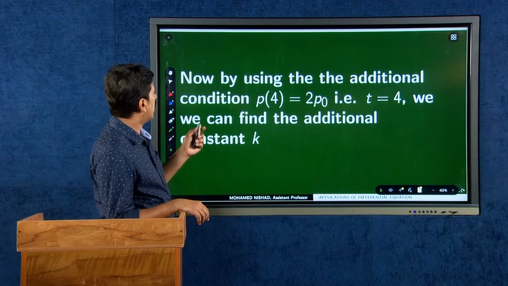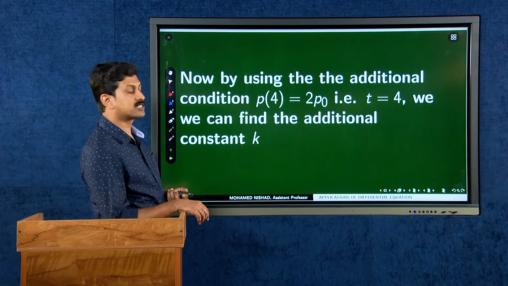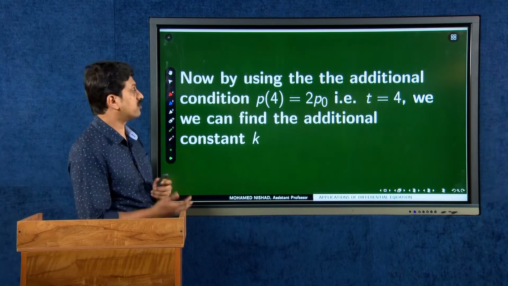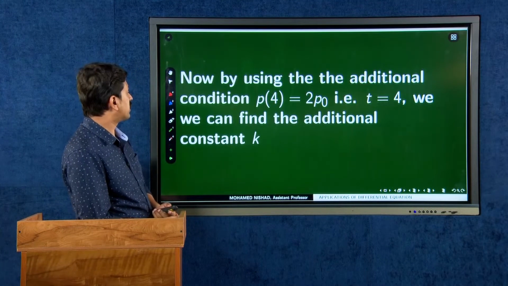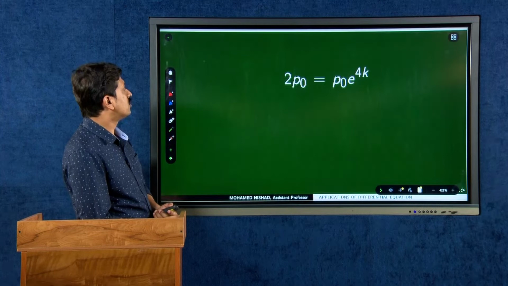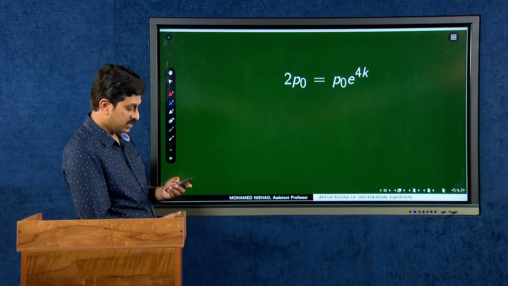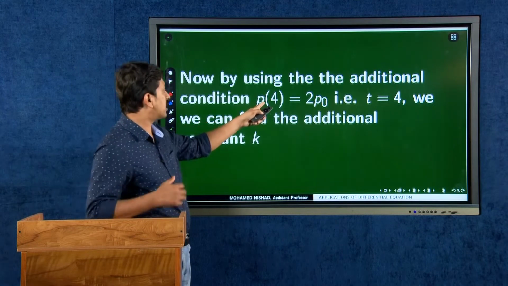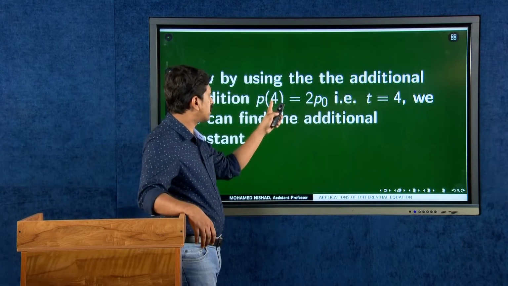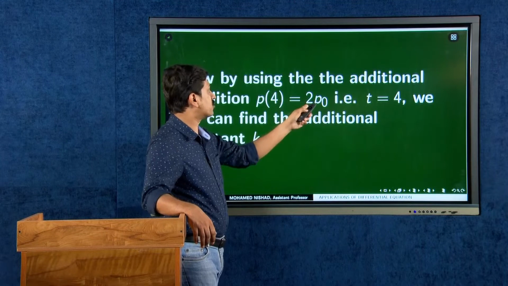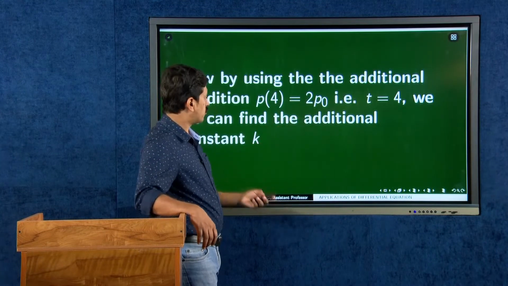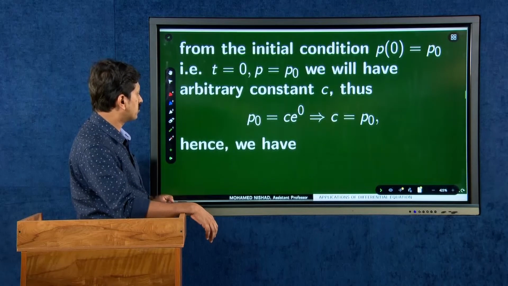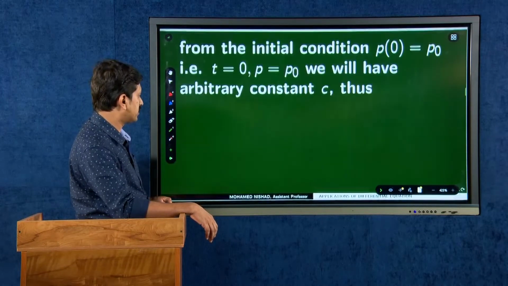So, we have the additional condition, that is P of 4 is equal to 2 P naught. Whenever t is equal to 4, we can find the additional constant k. See, dear students, whenever t is equal to 4, the value of P is equal to 2 P naught. So, we can replace that value here in this equation.